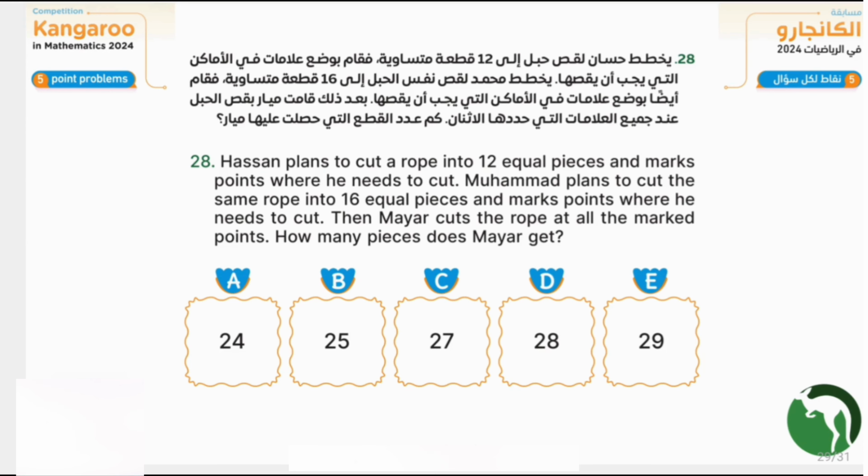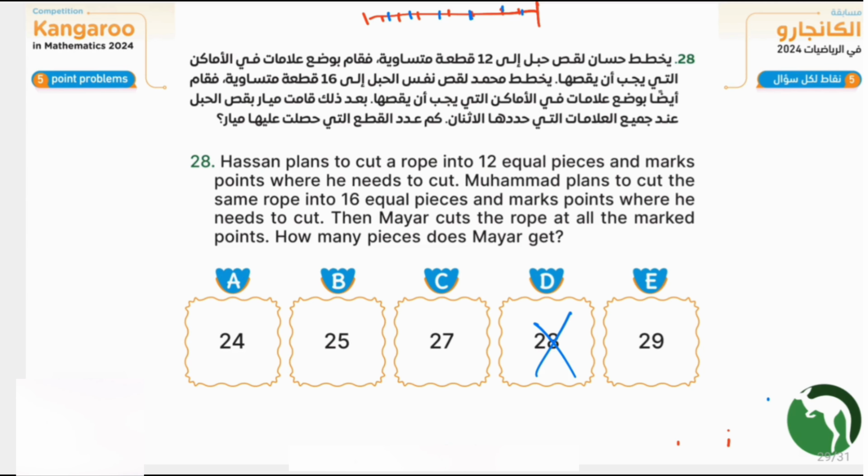Okay, now let's imagine we have a rope here with two ends. And this rope is divided into pieces, and also Muhammad marked it with another sign, so we have here and here and here, and maybe we will have common signs between them. So the trick here is not to add 12 and 16 directly and obtain 28. This one is not correct.